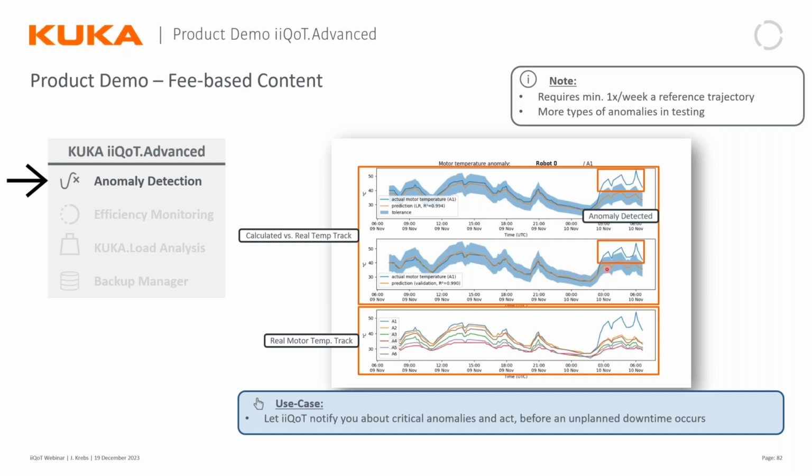This violation will be detected as an anomaly, and this will trigger a notification to you as a subscriber of this anomaly detection module. This is basically how you will be alerted to something which will most likely lead to unplanned downtime, and this gives you time to act before it actually happens.